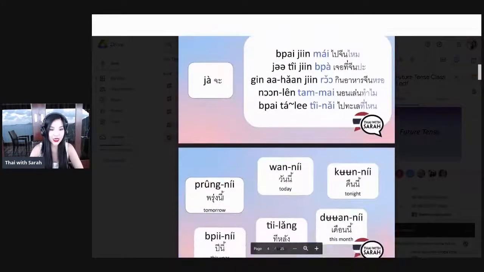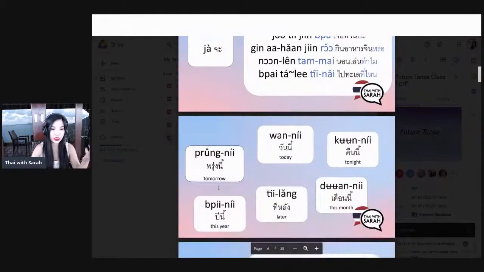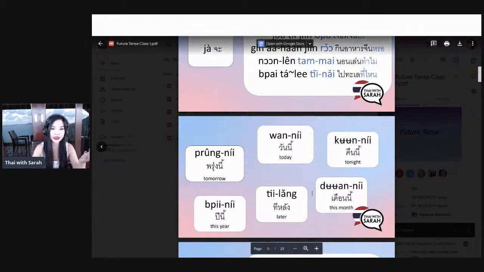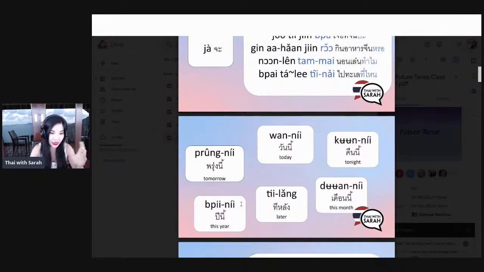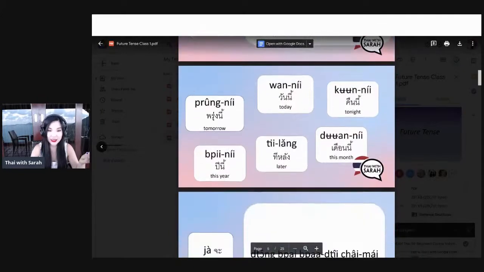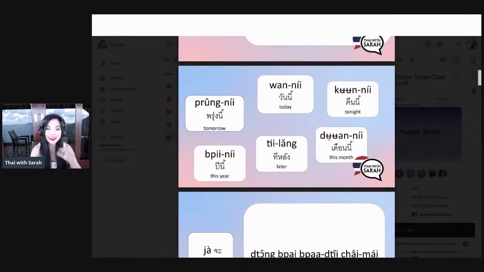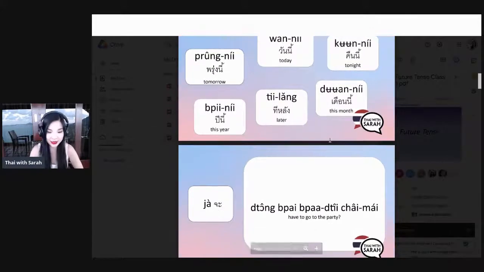And then I'll teach the keywords, the words that signify tenses, like future tense here. For example, พรุ่งนี้, วันนี้, คืนนี้, ทีหลัง, ปีนี้, เดือนนี้. It's เดือน, not ดวน, เดือน, with that vowel sound.